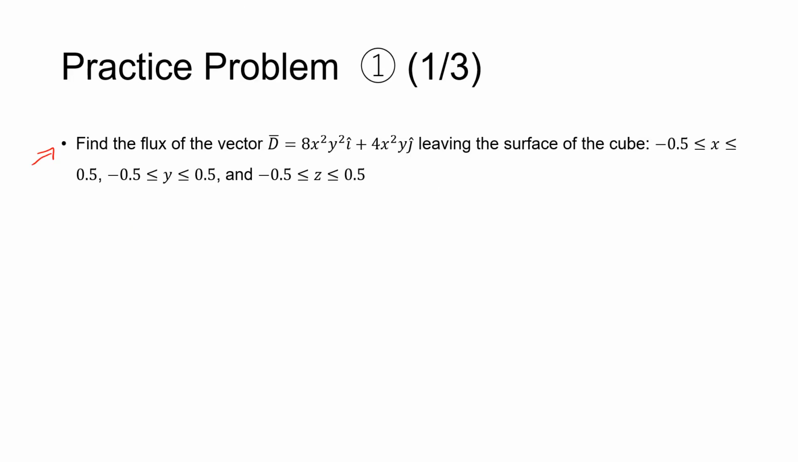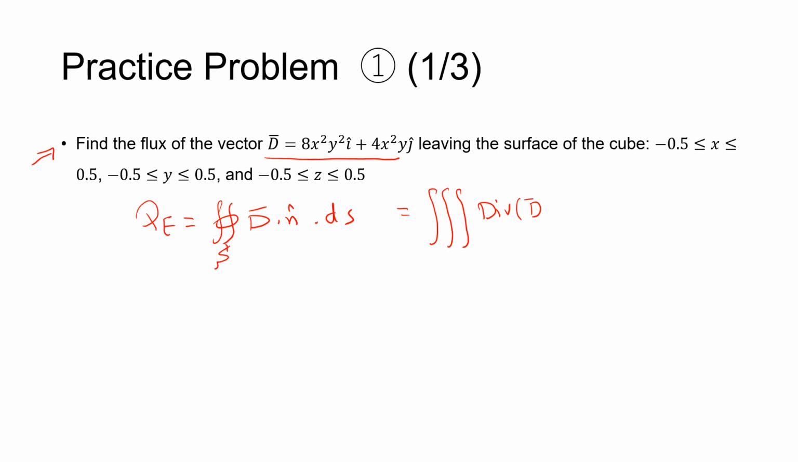We are told to find the flux of the vector D, defined as stated here, leaving the surface of the cube, and then we are given limits for x, y, and z. As we have learned, we have two equations to calculate the flux. Either use the normal equation, psi_E is the double integral over the closed surface of D dot n dS. Or, if we use the divergence theorem, we just take the divergence of D, multiply by d volume, and integrate over the volume.